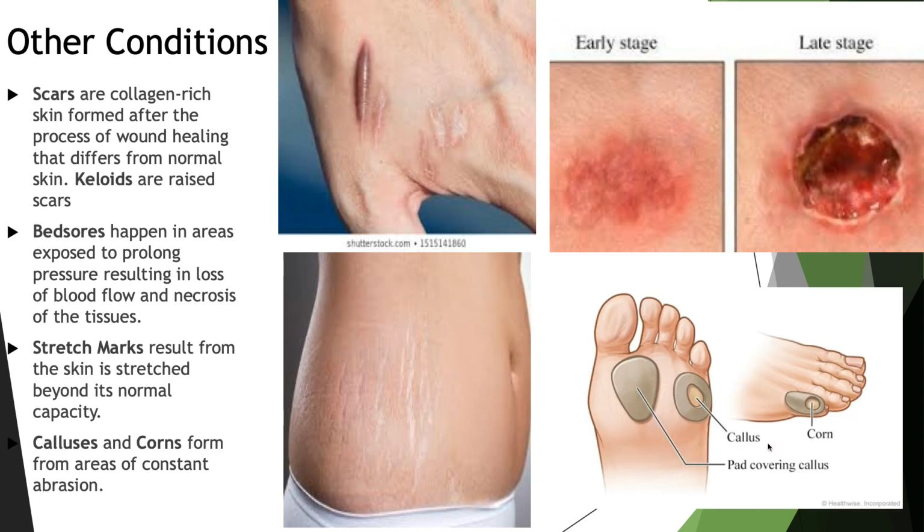So there are some other conditions in the skin. We have scars, which are collagen-rich skin formed after the process of wound healing that differs from normal skin. You can also get the formation of what are called keloids that you can see here. And keloids are essentially raised scars. You have bed sores, which happen in areas that are exposed to prolonged pressure, and that results from a loss of blood flow and then subsequent necrosis of the tissue. You have stretch marks, which result from the skin being stretched beyond its normal capacity. And then you have calluses and corns, which form from areas of constant abrasion and form a hard, thick layer there.